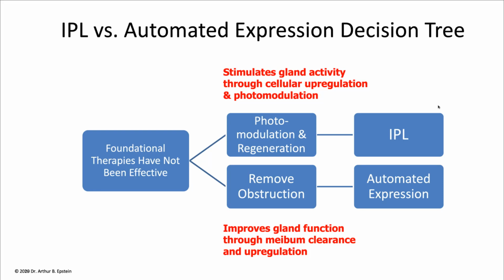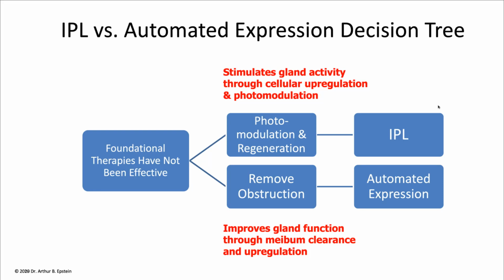And if you remove obstruction, basically it sends a message through the trigeminal nerve, nasociliary branch up to the brain and says, hey, we're not making enough lipid. Turn on the lipid. The brain turns on the lipid. You start producing more lipid, and the glands become more functional.